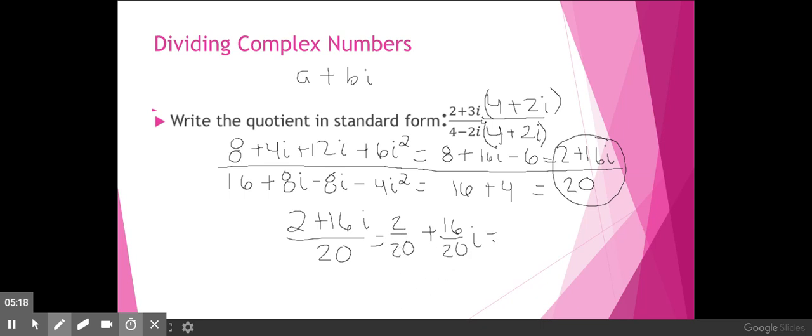Now, the last thing we want to do, if we can simplify the fractions, we do want to do that. We divide both of these by 2. So we get 1 over 10. And we can divide both of these top and bottom by 4. So we get 4 over 5i. And that is our final answer.